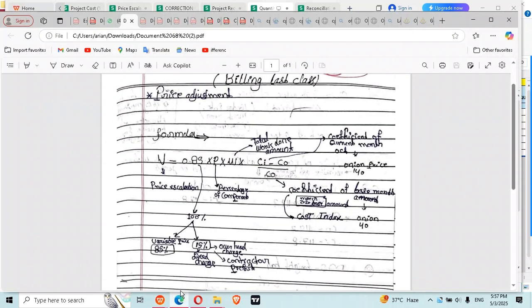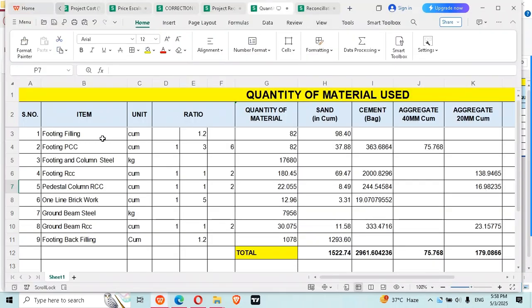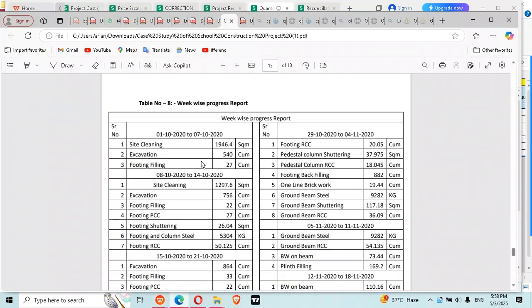So I'm coming here, engineers. Engineers, you will get weekly reports, and from here you can take the data of all items. For example, we have site cleaning here, we have excavation, we have putting, filling, and so on. So you should take the data from here. Look, we have putting, filling. Understood? It is 82. If I click here, it is 82. I'm coming here, it is the October month. Putting, filling, it is 27. Look at this, 27. Now do we have putting, filling?